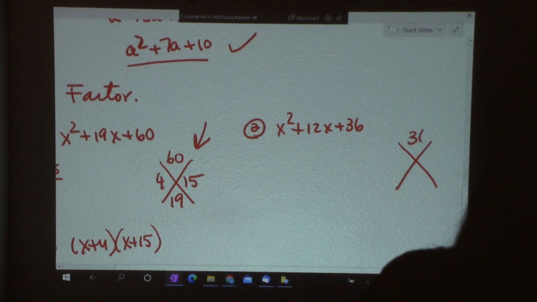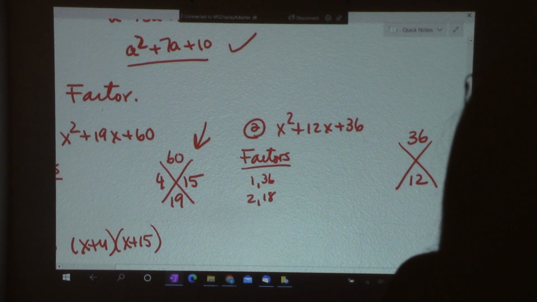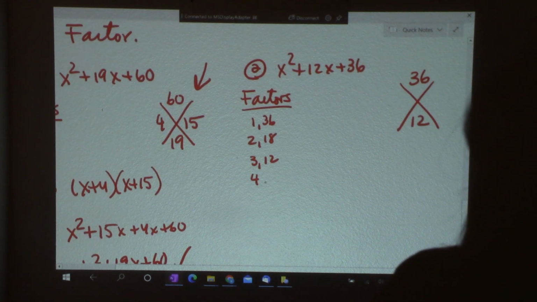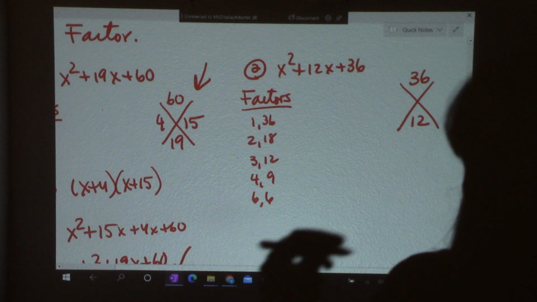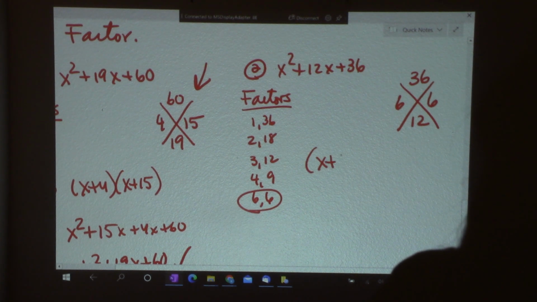What multiplies to be 36 and adds to be 12? Okay, so my factors of 36 are 1 and 36, 2 and 18. Does 3 go into 36? Yes. 12 times. How about 4? 9. How about 5? No, 5 doesn't. How about 6? Yes, 6 times 6. Okay. So which two add up to 12? Well, 6 and 6. I can have the same thing. So I end up with x plus 6 and x plus 6.